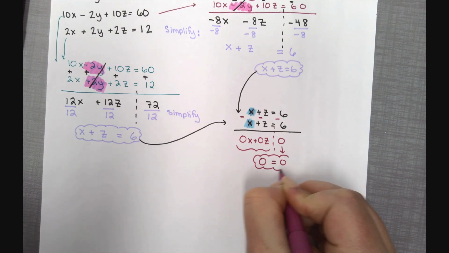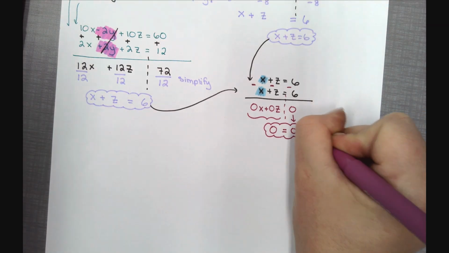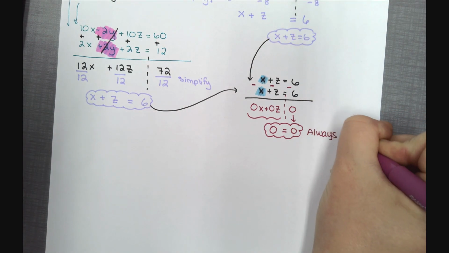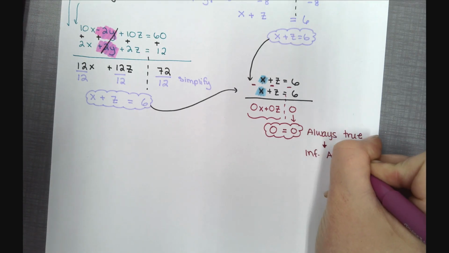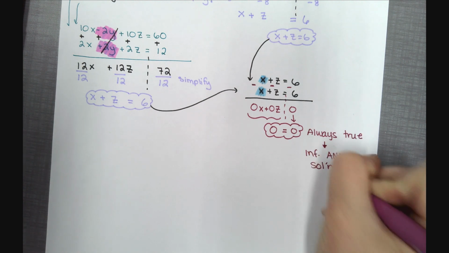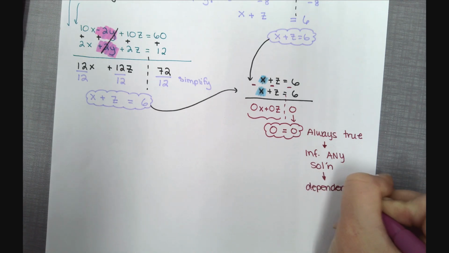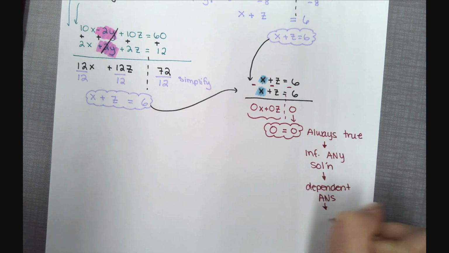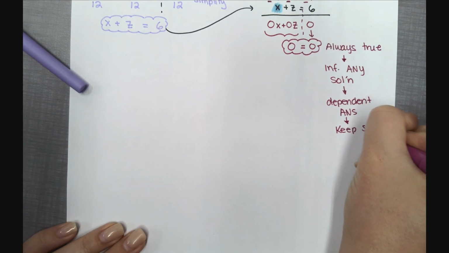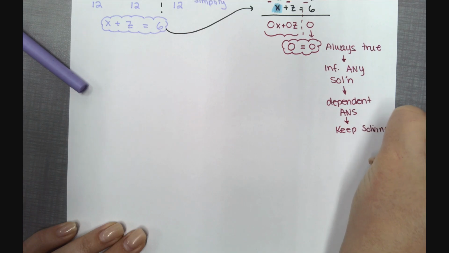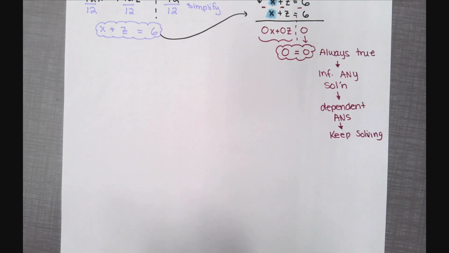This right here is an always true statement. 0 is 0. It will always be 0. So always true. That means we have infinitely many solutions, which means we have dependent answers, which means you have to keep solving. To keep solving, you're going to pick up one of your thinking bubbles. I'm going to use this one just because it's closer.